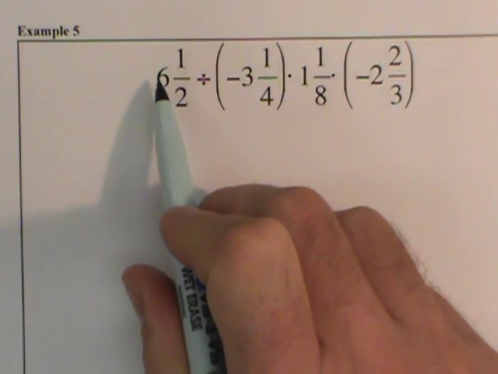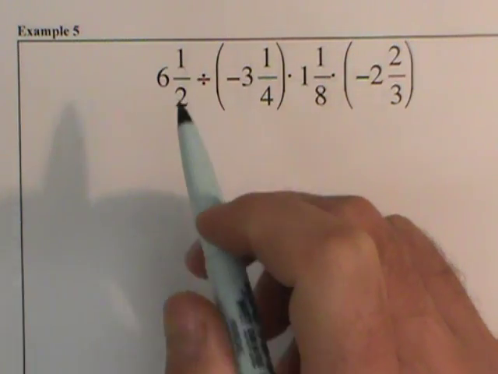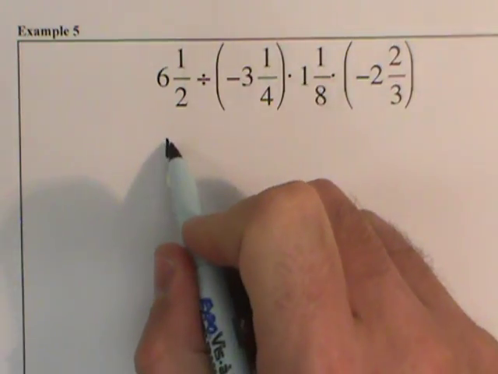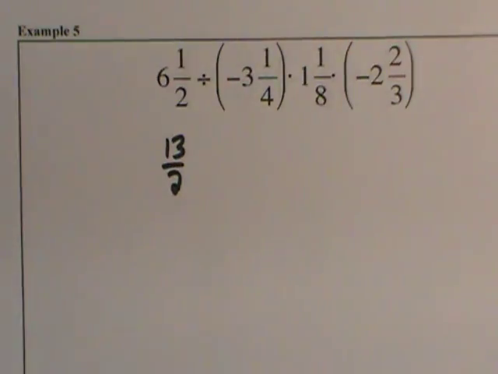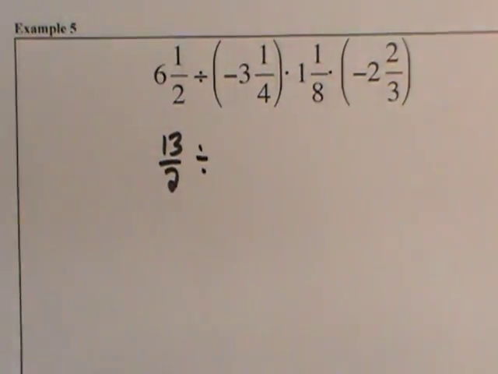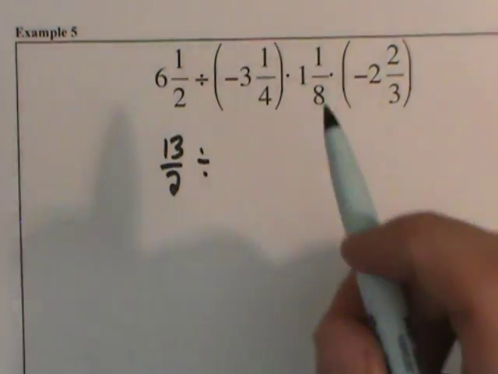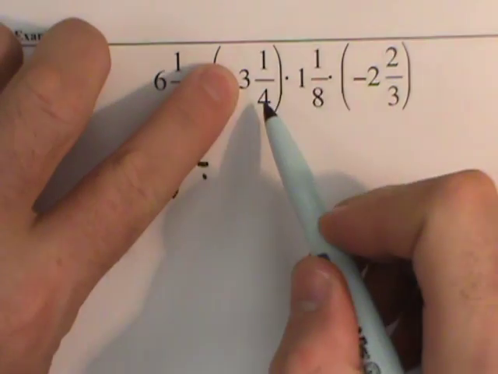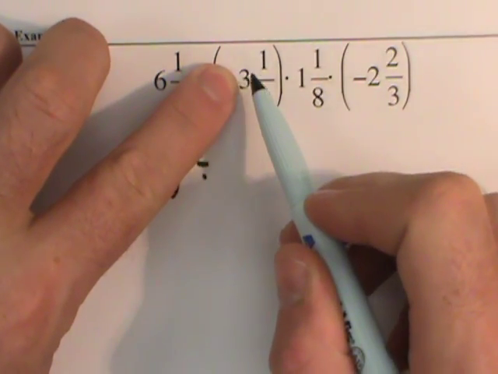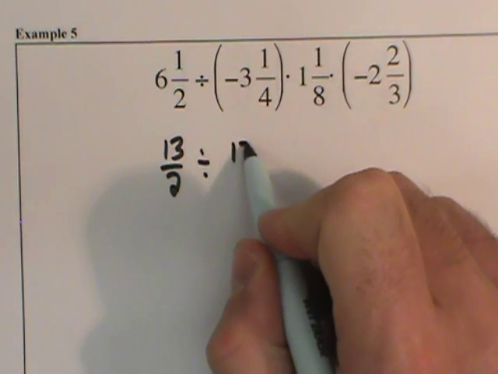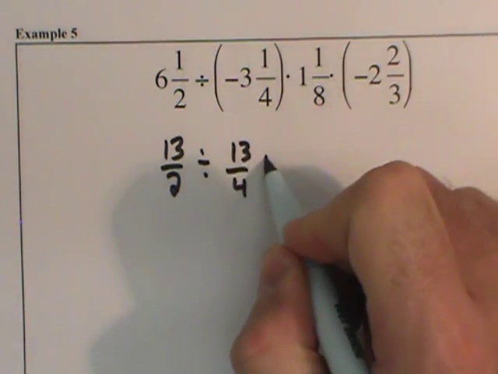2 times 6 is 12. 12 plus 1 is 13 halves. Divided by, again with the negative, you ignore the negative sign. 4 times 3 is 12. 12 plus 1 is 13. So that'll be 13 fourths.